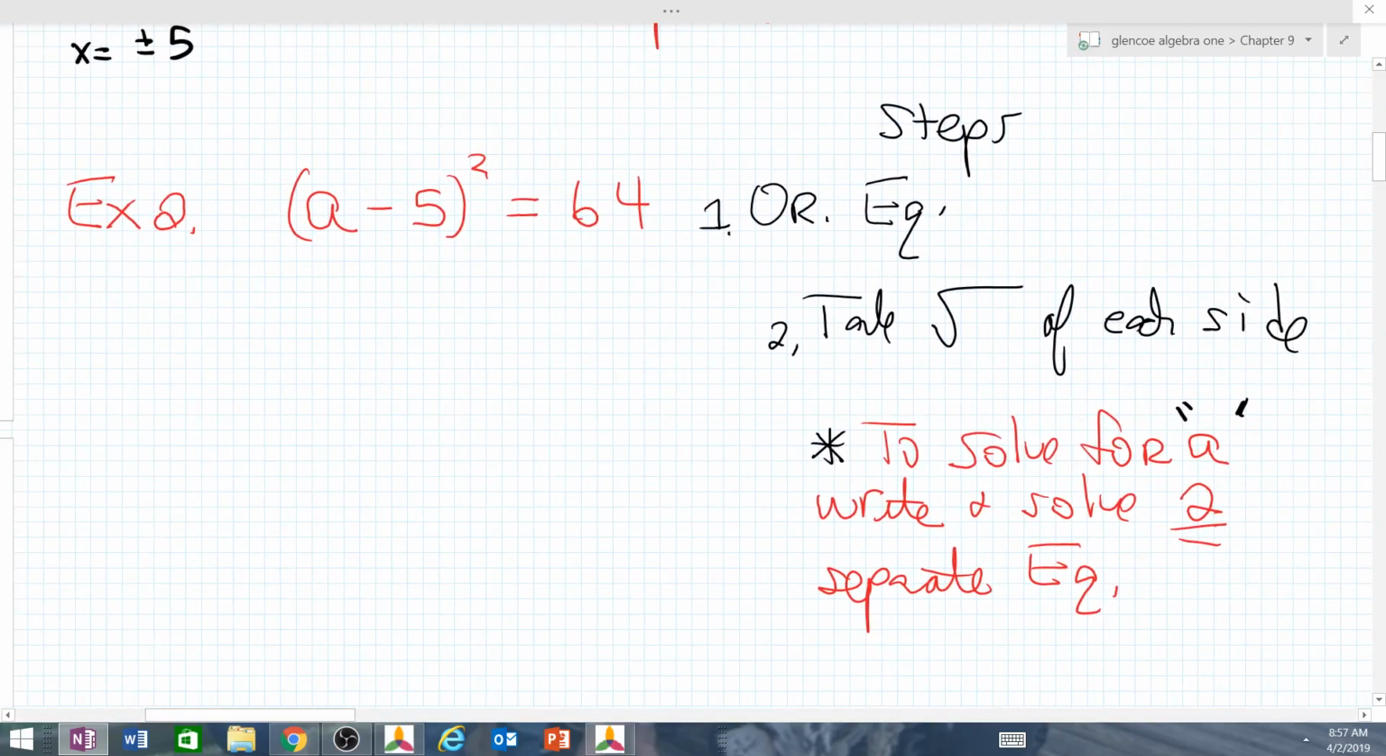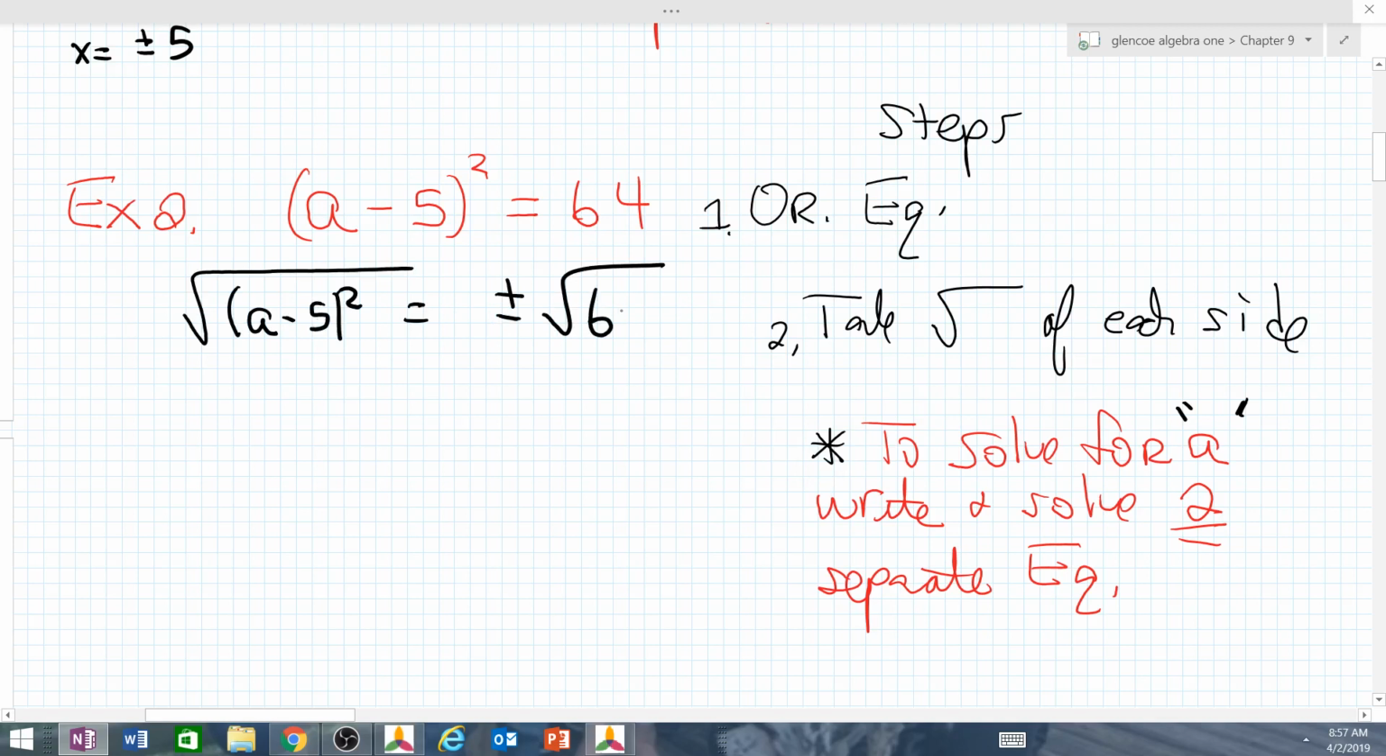Here are your steps written out for you. You're going to take the square root of each side. So we take the square root of (a − 5)² equals plus and minus the square root of 64. Are you with me? Yes. And I should get a − 5 equals plus and minus 8.